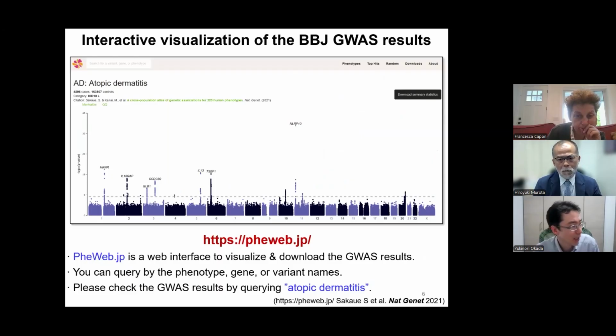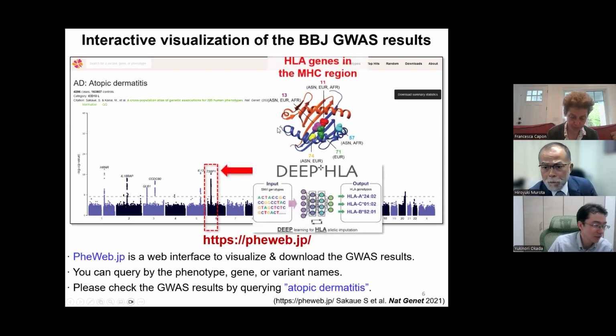For example, okay, let me see. You can put in the name of the genes, diseases, or variants of your interest. When you put in atopic dermatitis, here is the GWAS. And when you press the download summary statistics button, you can get everything summarized. Yes, it's a typical allergy disease GWAS result, with many interleukin-related genes. And here is a strong peak at the chromosome 6 MHC region. So in the first part of my talk, I'm going to talk about this MHC region.